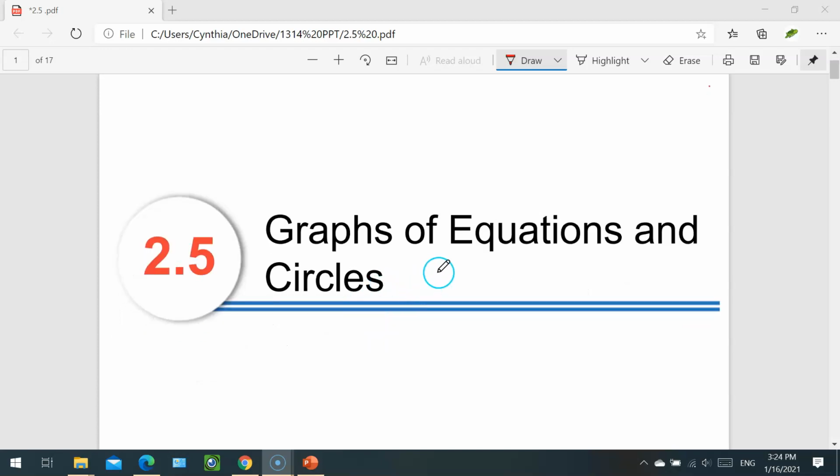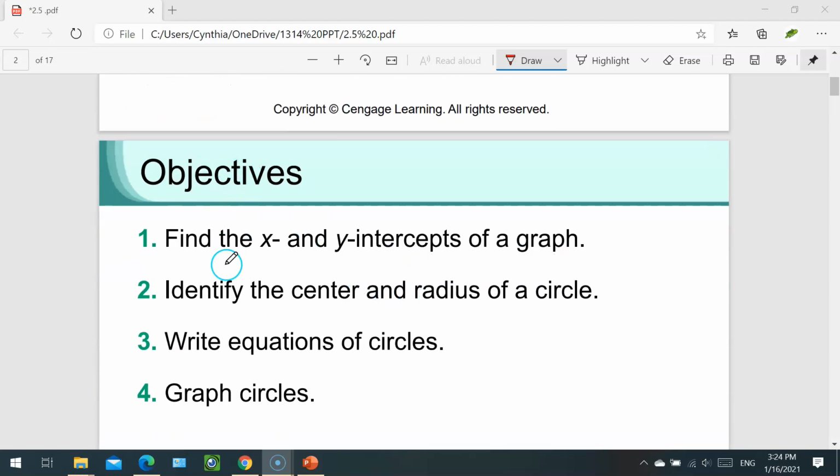2.5 Graphs of equations and circles. In this section, we are going to learn how to find the x-intercept and the y-intercept, identify the center and the radius of a circle, write equations of circles and graph circles.